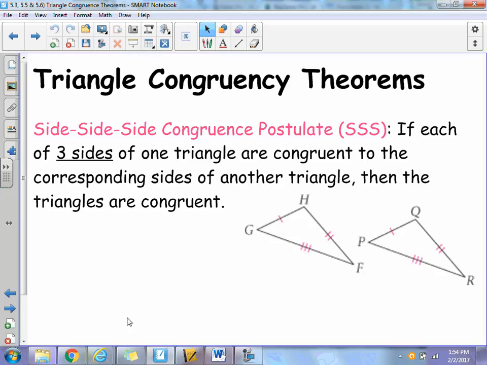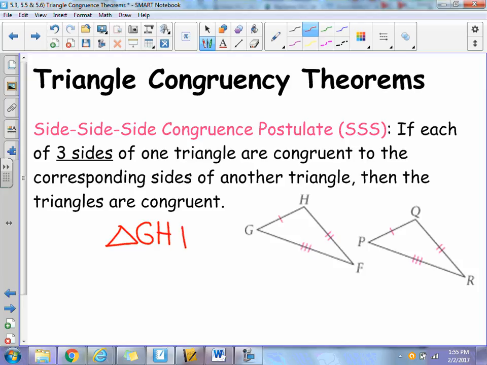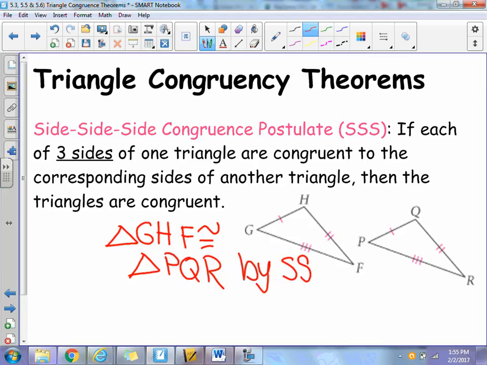Your first shortcut is the side, side, side congruence postulate. That's when you see three pairs of sides that correspond and match. So like we have one tick mark here, two tick marks here, and three tick marks here. Instead of listing everything out, now we can just say that triangles GHF are congruent. What matches G? G. What matches H? Q. And then R, SSS.